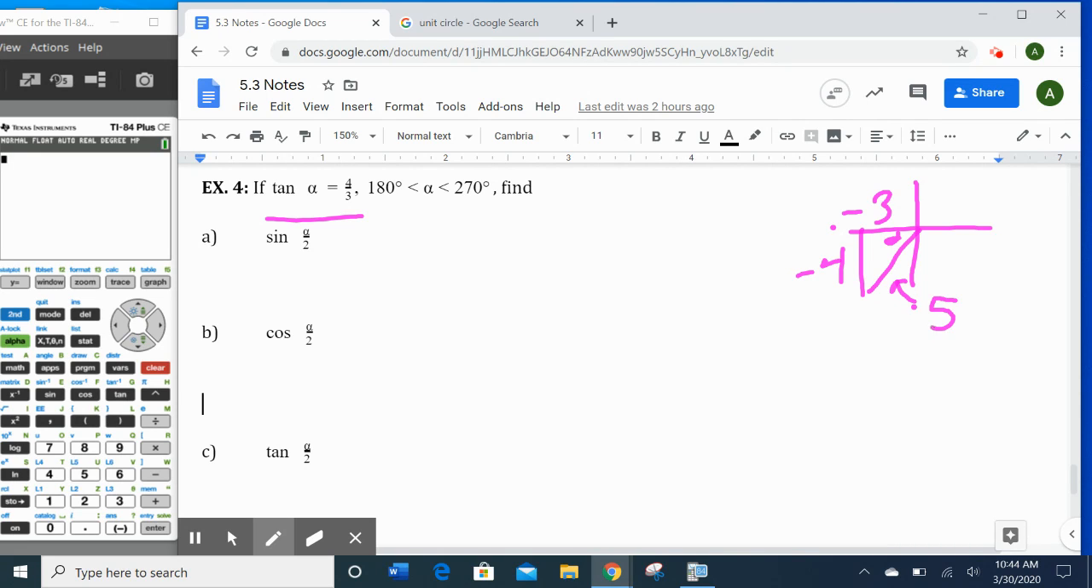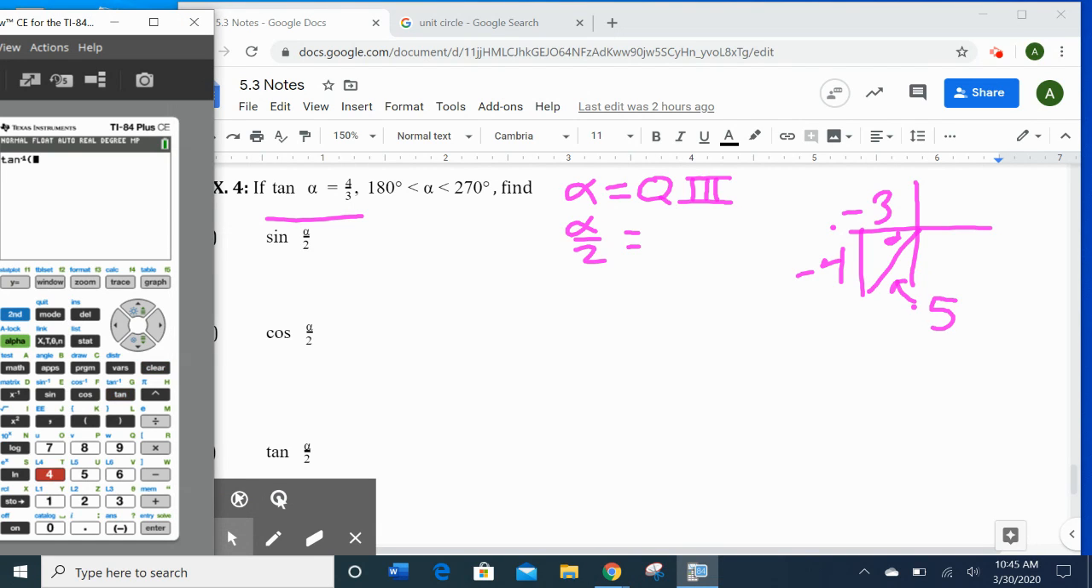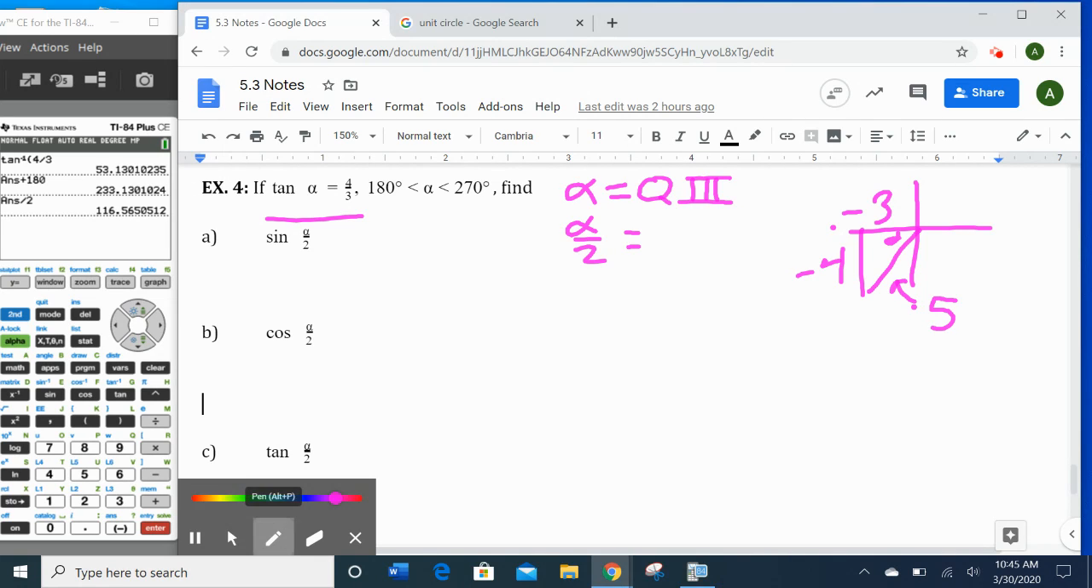So they say find the sine of alpha over 2, the cosine of alpha over 2, the tangent of alpha over 2. Okay, so alpha is in quadrant 3. Alpha over 2 is not necessarily in quadrant 3. I can find what it is because I can take tangent inverse of 4/3 and it'll tell me 53, that's the reference angle, just trust the process here. So alpha is 233 degrees if it's in quadrant 3. If I take 233 divided by 2, alpha over 2 is 116 degrees, which is in quadrant 2.